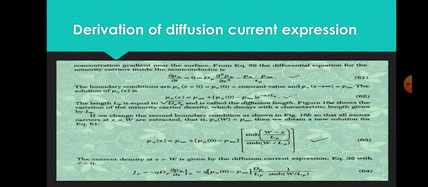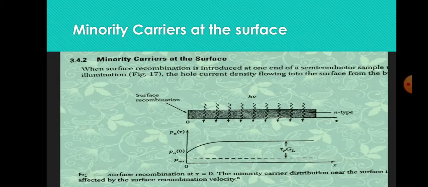Jp is equal to q Dp ∂Pn/∂x, which is equal to q (Pn(0) minus Pn0) Dp/Lp into 1 upon sinh(W/Lp), as we have shown in this equation. Now we consider the minority carriers at the surface.